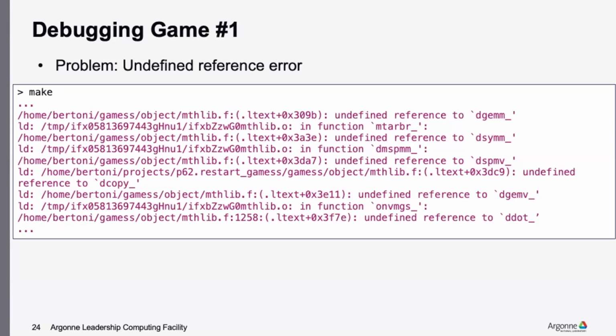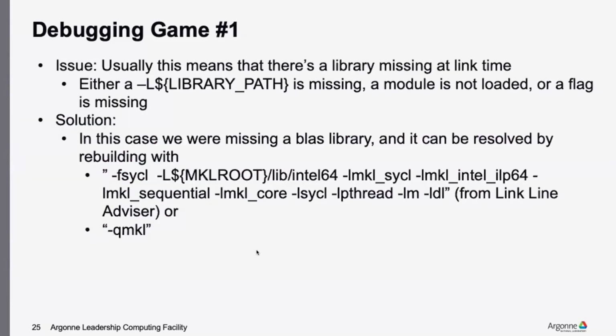Okay, so first is an undefined reference error. I'm going along, I use my makefile to compile, things seem okay, but then I get a bunch of undefined reference errors. As I'm running, it says mathlib.f has undefined reference to dgemm, another undefined reference to dsyrk, one to ddot, etc. So undefined reference error is somewhat common. Usually this means that there's a library missing at link time. So either a -l library, or the path of the library you need is missing, or the module isn't loaded because that module was loading something into the library path, or a flag is missing.